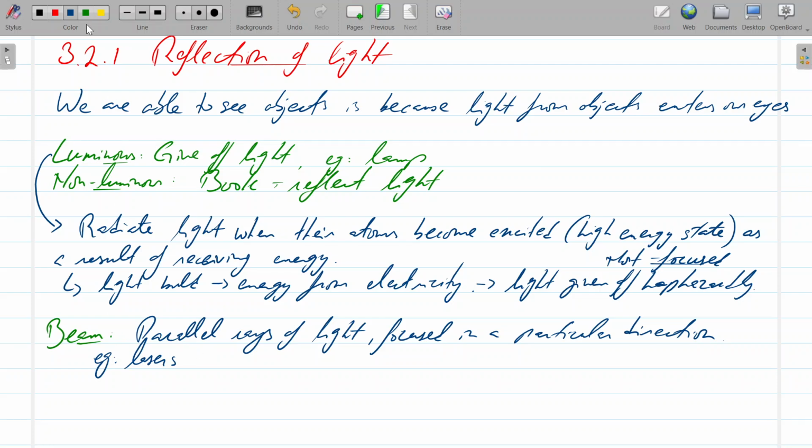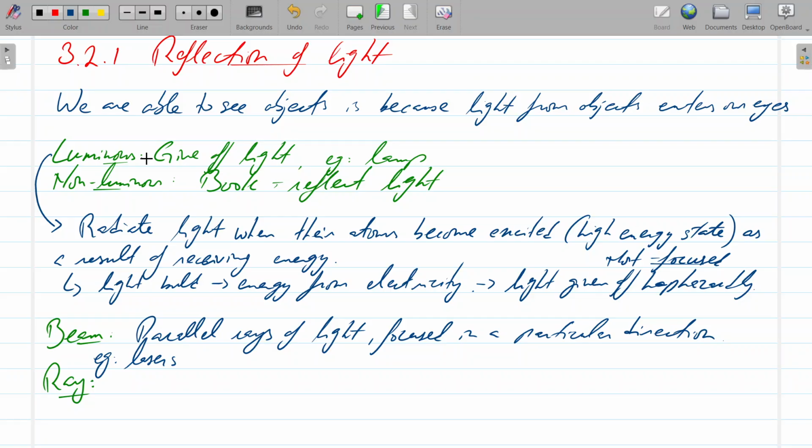Then there's another thing called a ray. It would be better if you could show a diagram of a beam. A diagram of a beam. Right, so I'll do that.